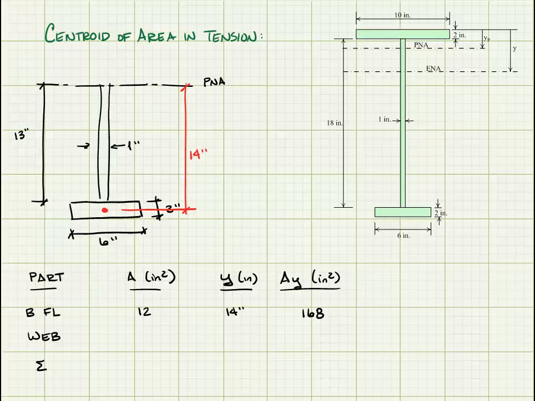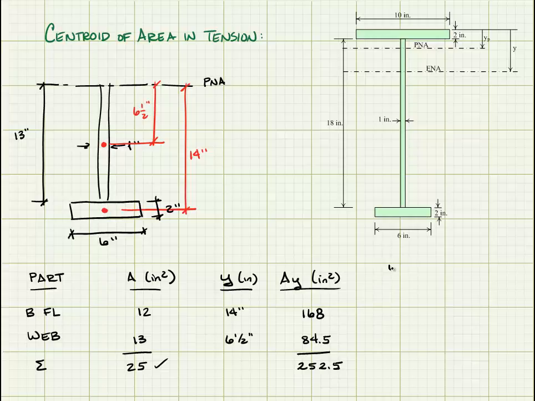For the web, I have an area of 13. And then measuring from the plastic neutral axis to the centroid of the web area in tension, I have 13 divided by 2, or 6.5. So A times y is 84.5. So the sum of my area, again, is equal to 25 square inches. That's good. That's half the total area. It needs to be that. And AY is 252.5 cubic inches.